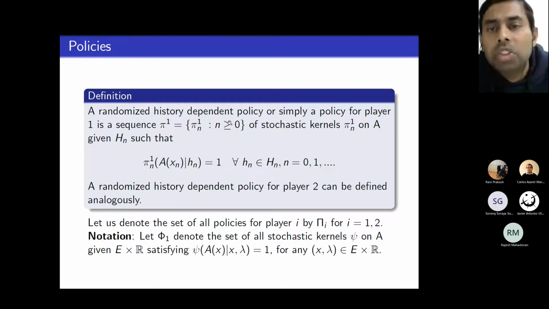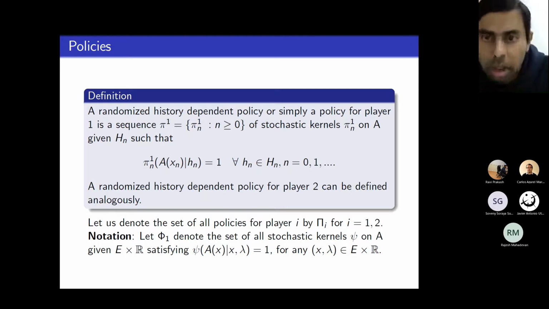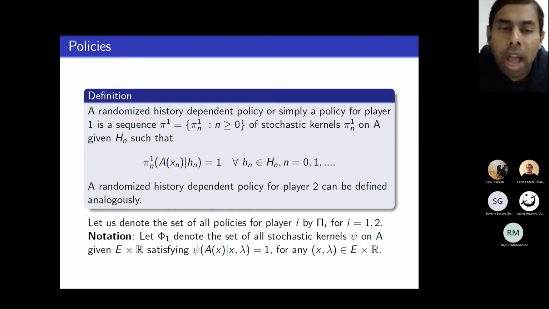A randomized history dependent policy, or simply a policy for player 1, is basically a sequence of stochastic kernels on A given Hn. That means they are choosing actions according to some probability based on the history up to time n.